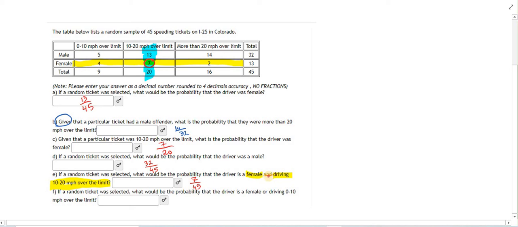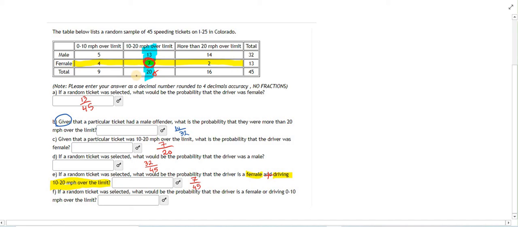So in an AND event, in a contingency table, you can basically highlight both categories. I highlighted the female, 10 to 20 miles per hour over the limit, and then you're going to find the intersection if it's AND. If it's an OR event, then you're going to add everything you highlighted. Don't add the totals. Make sure you exclude the totals when you're doing an OR event.